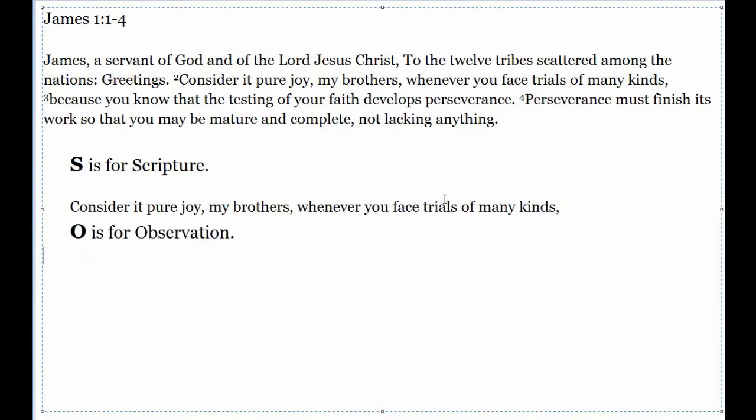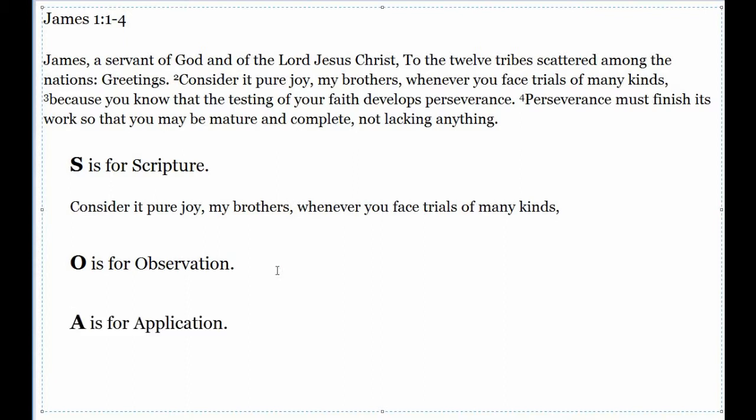O is for observation. And here you might just write down some of your observations. It could be as simple as, I need to have a positive attitude when things go bad because God is using it to shape my life. Here you're just observing what is being said. A is for application. And application says, how does this apply to my life right now? Now maybe you're going through a time at work where you're finding that there's some difficulties and you think, I need to shape my attitude at work.